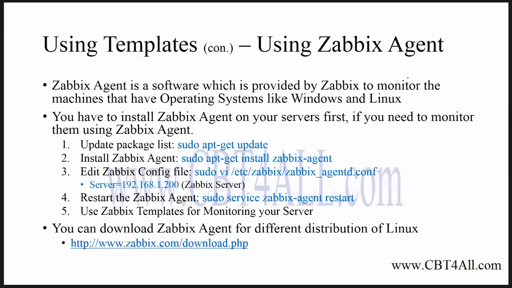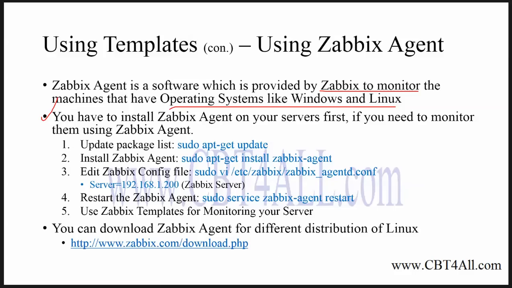Okay, what is a Zabbix Agent? A Zabbix Agent is a software provided by Zabbix to monitor machines, and these machines have to have an operating system like Windows or Linux. So it means at first we have to install Zabbix Agent on each machine or each server. In this video, I want to install Zabbix Agent on Ubuntu Linux. You can install Zabbix Agent on different distributions of Linux.